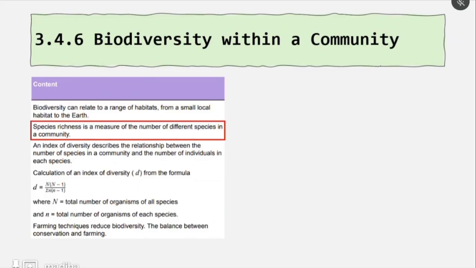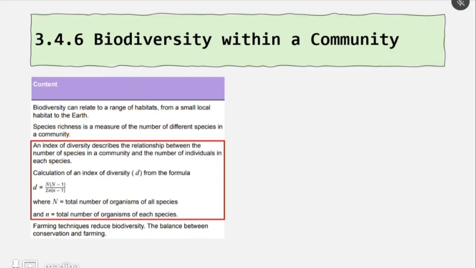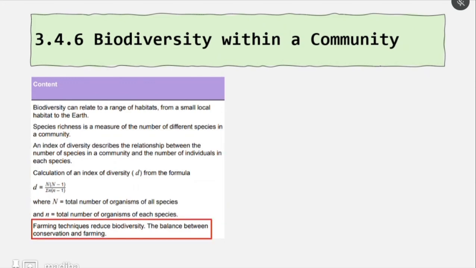We're going to go through species richness, again another few definitions. We'll also go through index of diversity. This is an equation that is used, and you can get exam questions on this, so we'll do a worked example and go through this all together. And then we're going to end with farming techniques and how to balance conservation and farming.